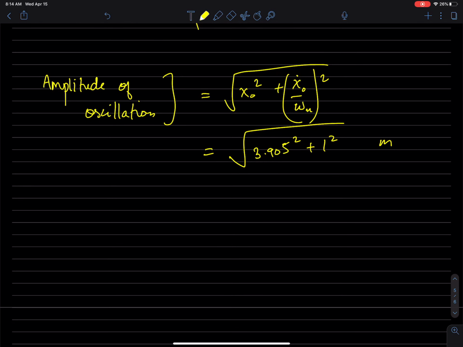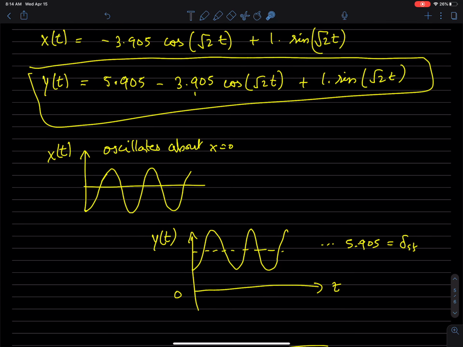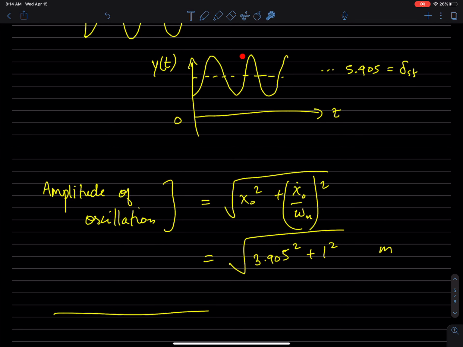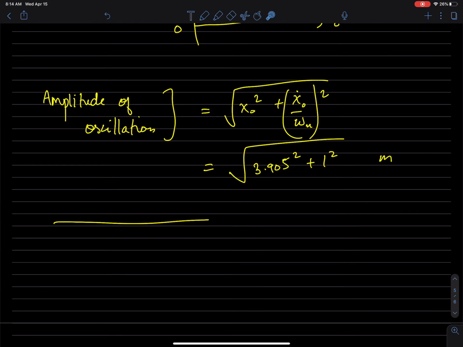So just to be clear, we didn't ask for the amplitude of oscillation, we just asked for y of t. This is where the problem ended. But if you do ask for amplitude of oscillation, which is this extent, that's actually square root of the coefficients of cosine and sine squares. Okay, let's stop there.